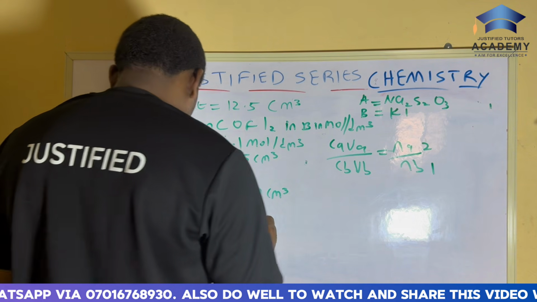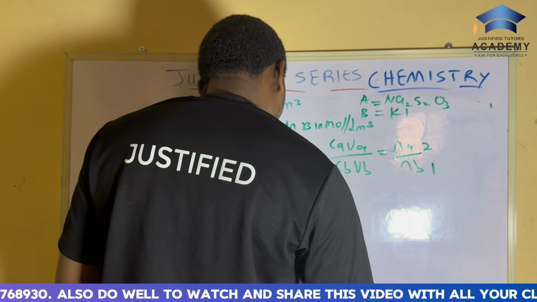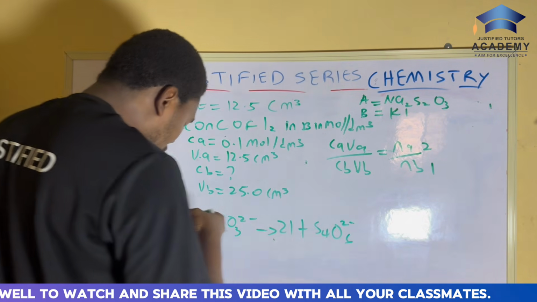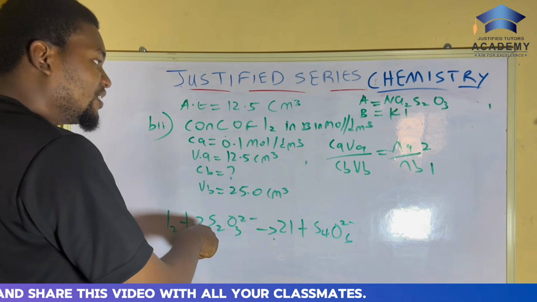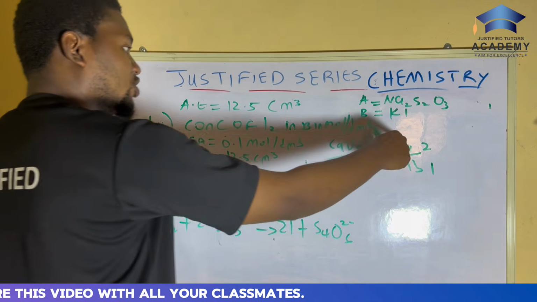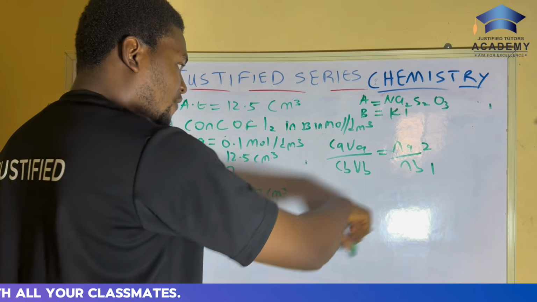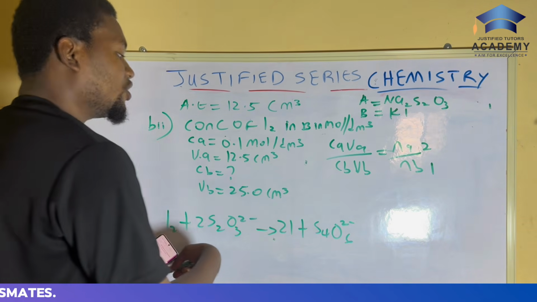2S2O3 2 minus, giving us 2 iodine plus S4O6 2 minus. So if I'm not wrong, this is the number of moles of the acid, which is the 2 we are having here, and this one is the number of moles of the base, which was 1. That's what we are having here. So now that is it.